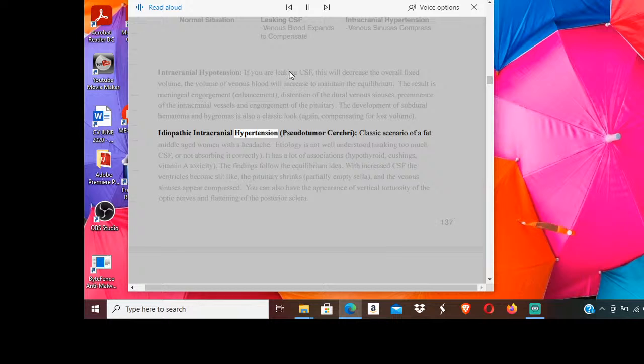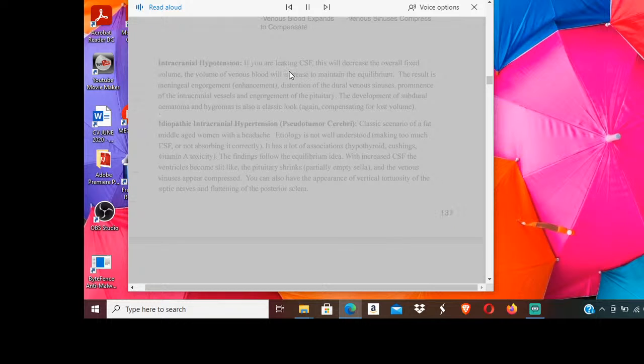Idiopathic intracranial hypertension, pseudotumor cerebri, classic scenario of a fat middle-aged woman with a headache. Etiology is not well understood, making too much CSF or not absorbing it correctly. It has a lot of associations: hypothyroid, Cushing's, vitamin A toxicity. The findings follow the equilibrium idea. With increased CSF, the ventricles become slit-like, the pituitary shrinks, partially empty sella, and the venous sinuses appear compressed. You can also have the appearance of vertical tortuosity of the optic nerves and flattening of the posterior sclera. 137. Obstructive hydrocephalus.